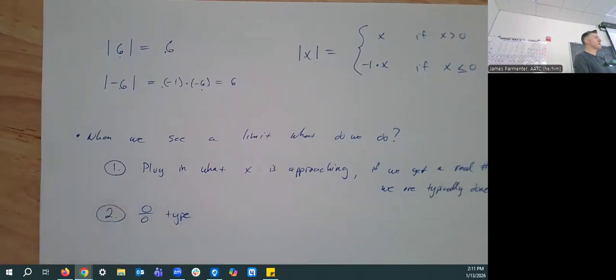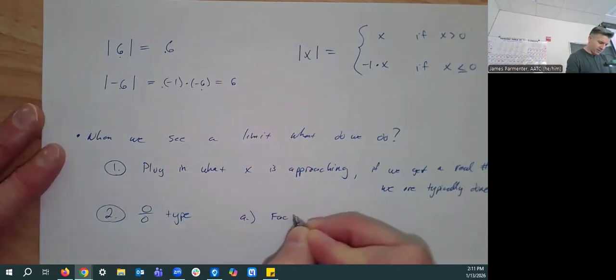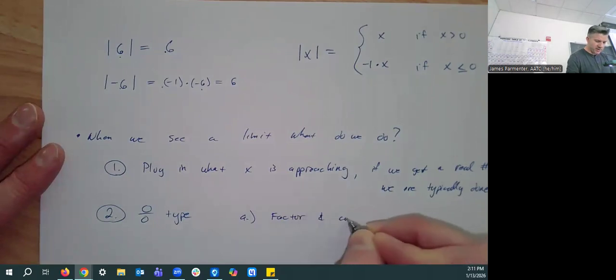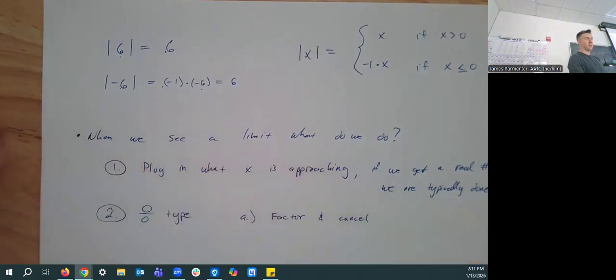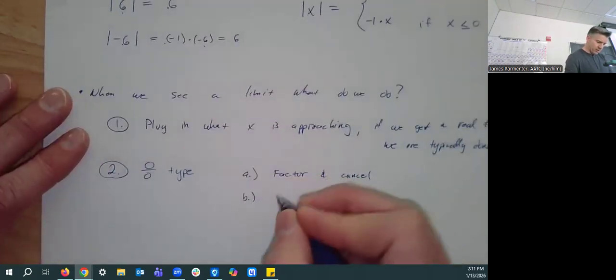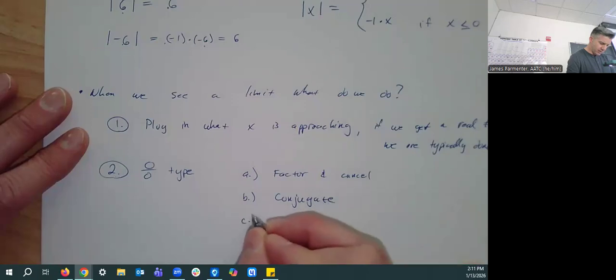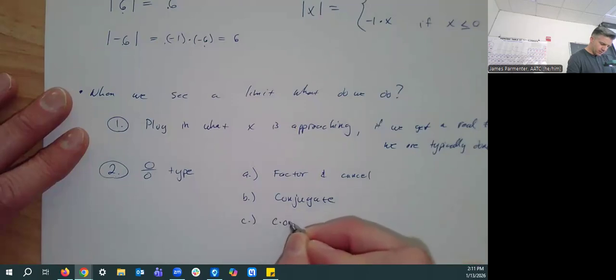And if that happens, there's three algebraic things we talked about doing. You can try factoring and canceling. And I should say, usually factoring and canceling ends up being part of it at some stage. It's just sometimes before you factor and cancel, you might have to multiply by a conjugate, or you might have to get a common denominator.